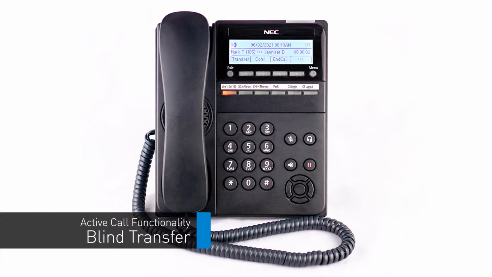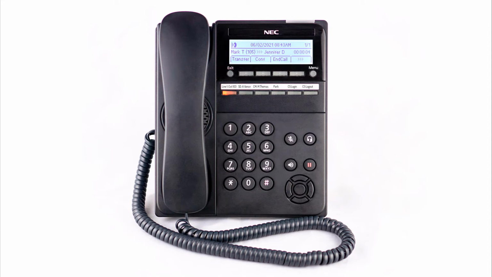A blind transfer allows you to immediately transfer a call to another number or extension. While on a call, press the transfer soft key to place the caller on hold. Press the blind soft key to change the transfer type. Dial the extension number or number you wish to transfer to, and press the transfer soft key once again. The call will immediately be transferred to the second party.